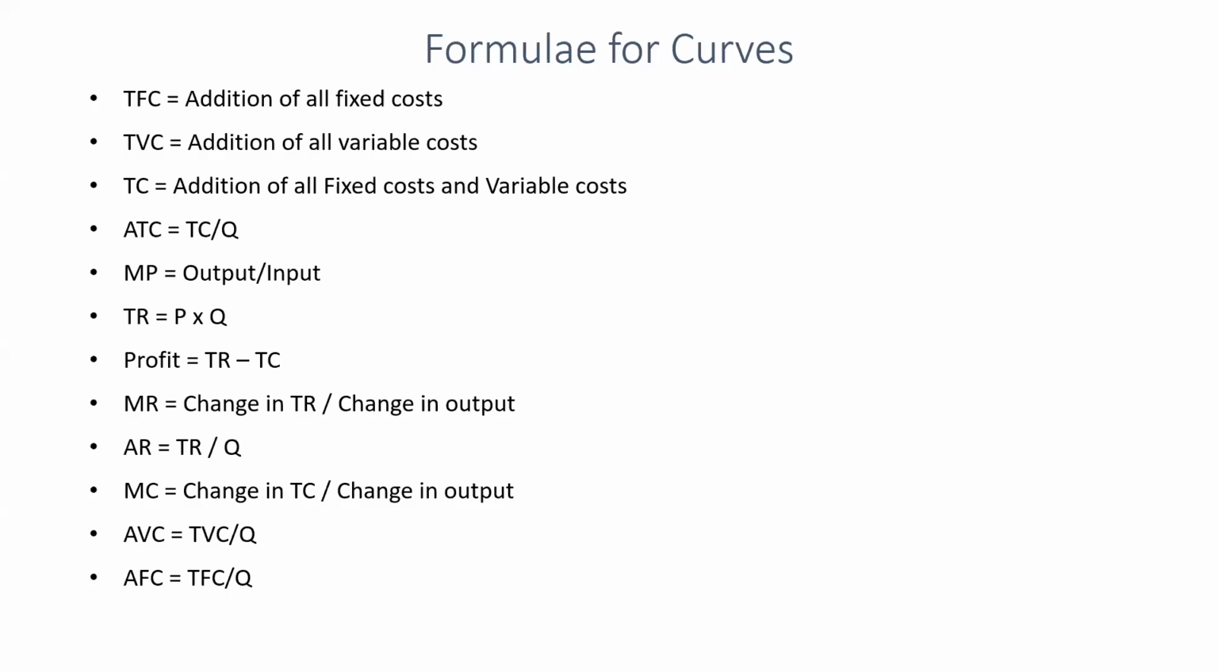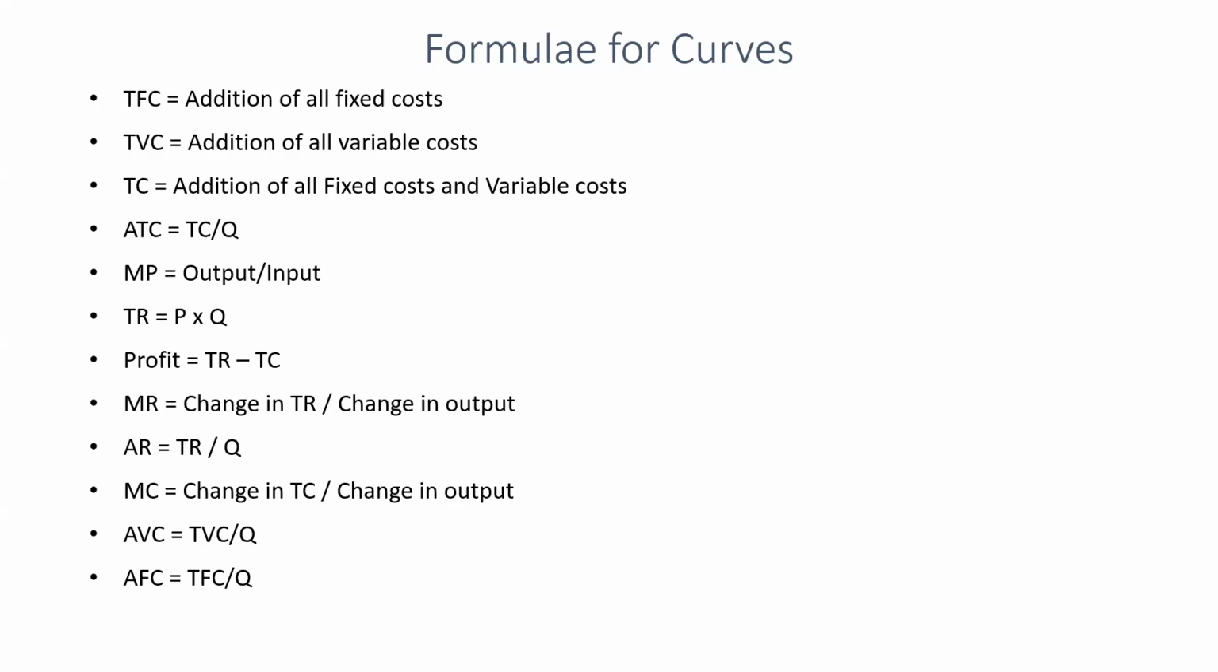A few formulae for different curves. I will be showing you a few curves later on, but let's understand a few concepts of formulae before we move on to those curves. So TFC is your total fixed cost. It is the addition of all the fixed costs together. A fixed cost is a cost that is incurred at the beginning. It's not fluctuating. Many times it is a startup major cost, but sometimes it could be ongoing, but it does not change. It is fixed. So other operational variables don't affect this particular cost.